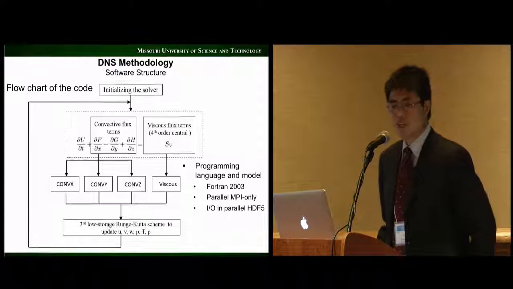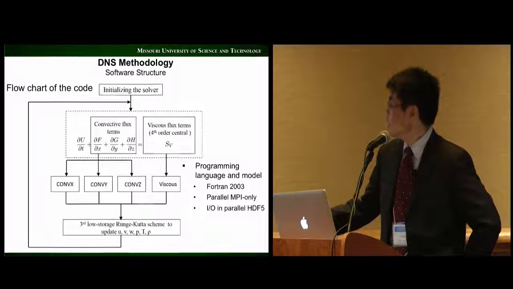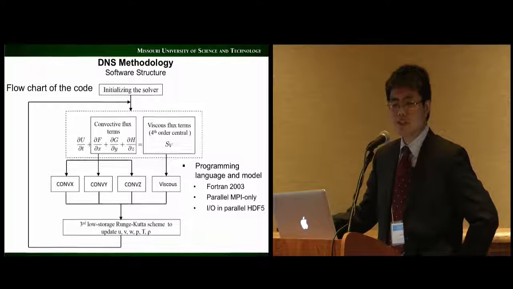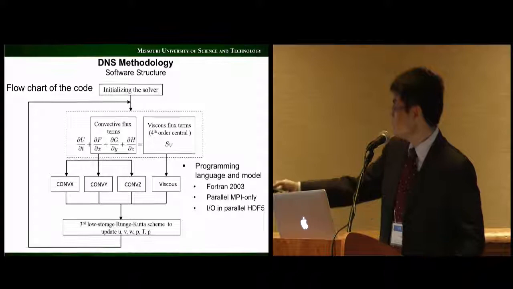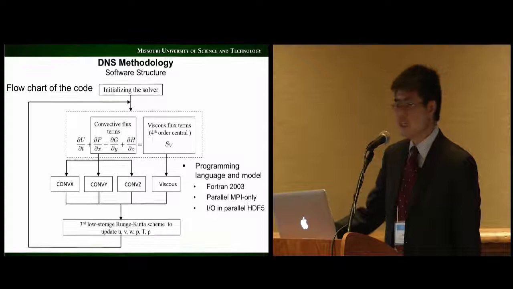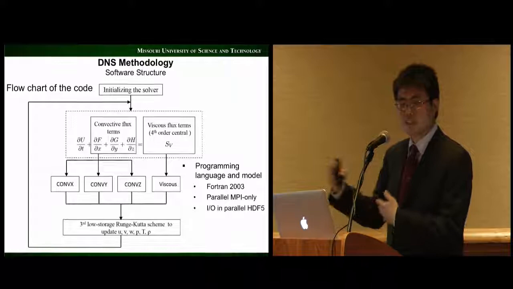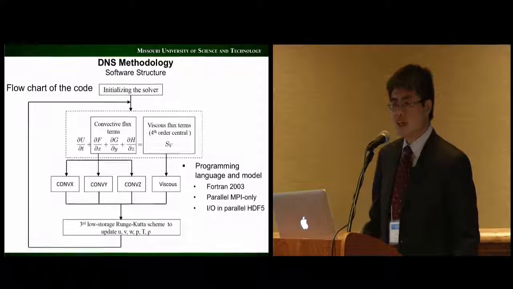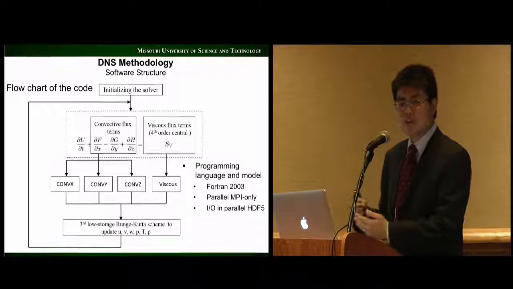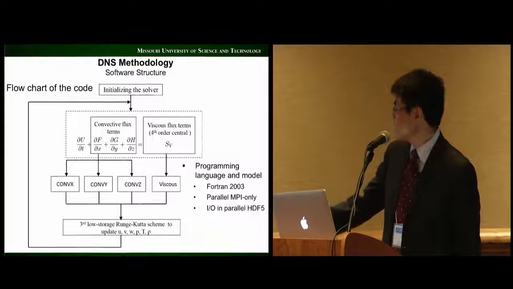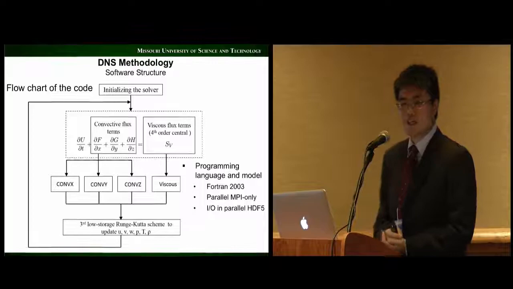We solve the Navier-Stokes equations, and for the convective flux, we use the hybrid WENO and central difference method. For the viscous term, we use the central difference. We have different subroutines or modules which deal with different terms in the governing equation, and an explicit time integrator, like RK3, which advances the flow field with respect to time. We use high performance Fortran to do the coding. So far the code is purely MPI, but we are working on making it a hybrid OpenMP and MPI architecture. We also use parallel I/O with HDF5 to deal with the data input and output.